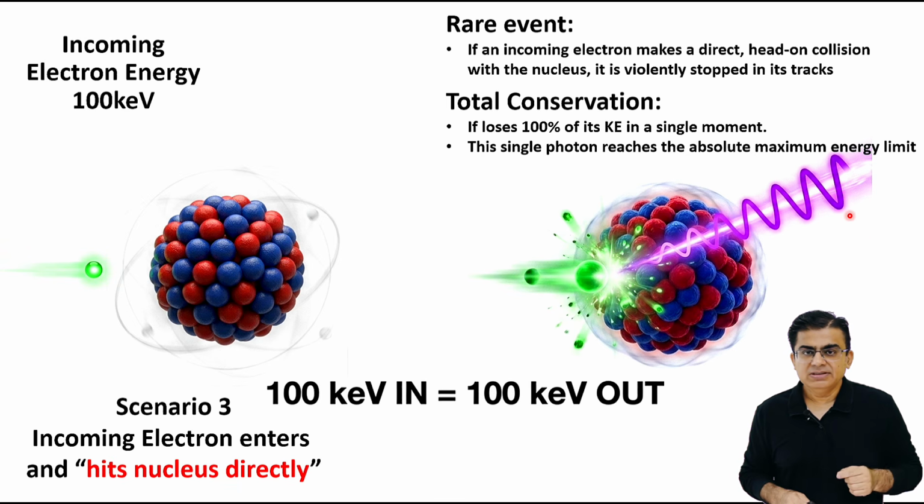I want you to remember this specific physics rule for your exams. If you set your X-ray tube machine to exactly 100 kV, the maximum energy of any single photon produced will be exactly 100 keV. This rare direct hit determines the absolute maximum energy limit of your entire treatment beam. Now that you understand how these individual photons are born, I will teach you how to look at the complete clinical spectrum.